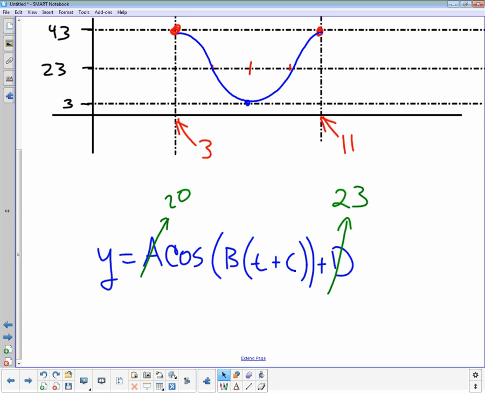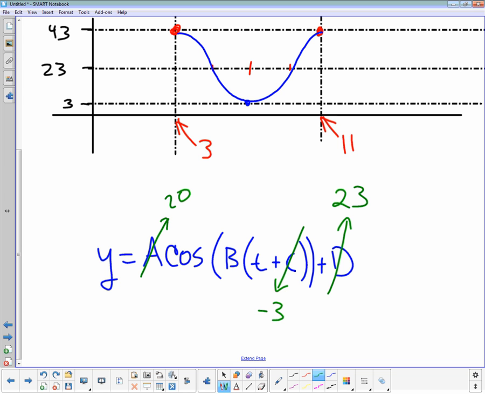Now, let's find my B and my C. First of all, let's go for C. What do you think C should be? How much do I offset this wave before I begin it? 3 seconds, right? We let the wave go for 3 seconds before we start dealing with it. So what should I put right here? -3, right? Because we're shifting it to the right.